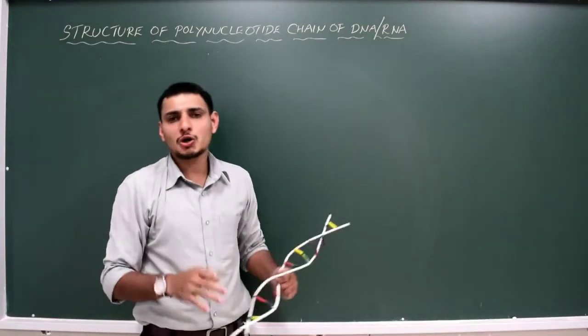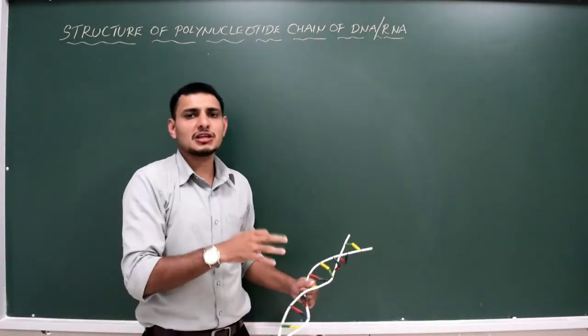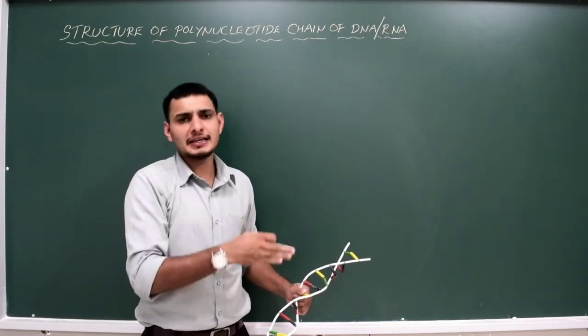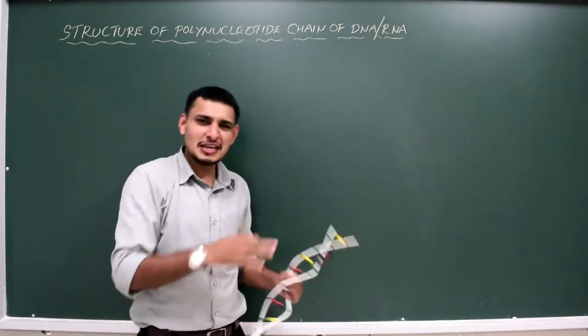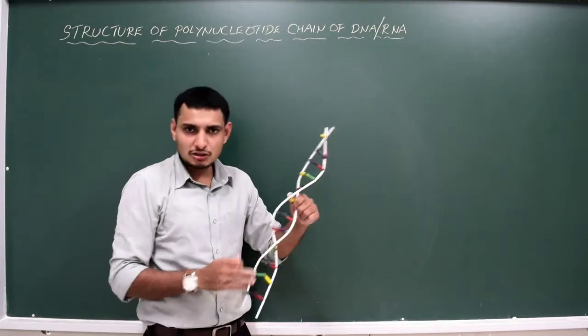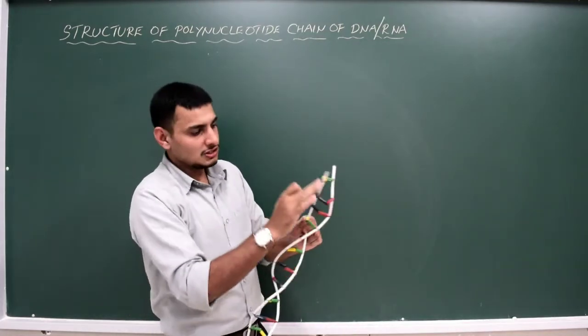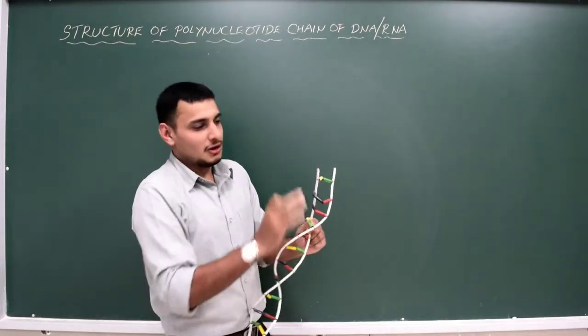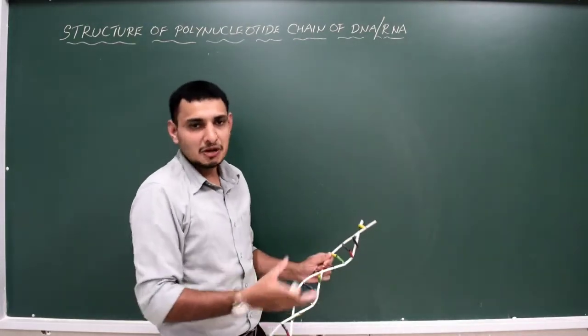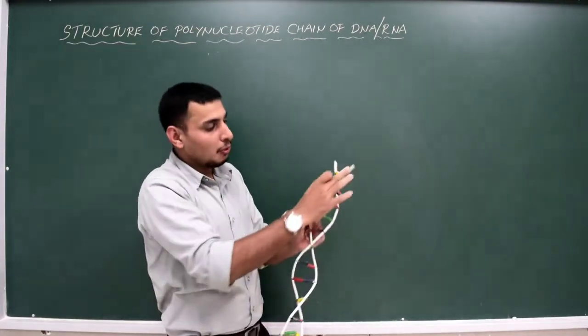In this session, I'm going to talk about a very important concept, that is the structure of the polynucleotide chain of DNA and RNA, because both are the same. When you take the structure of the DNA, you could see two strands. This is one strand and this is the other strand. What is this strand? This strand is nothing but a polynucleotide chain.